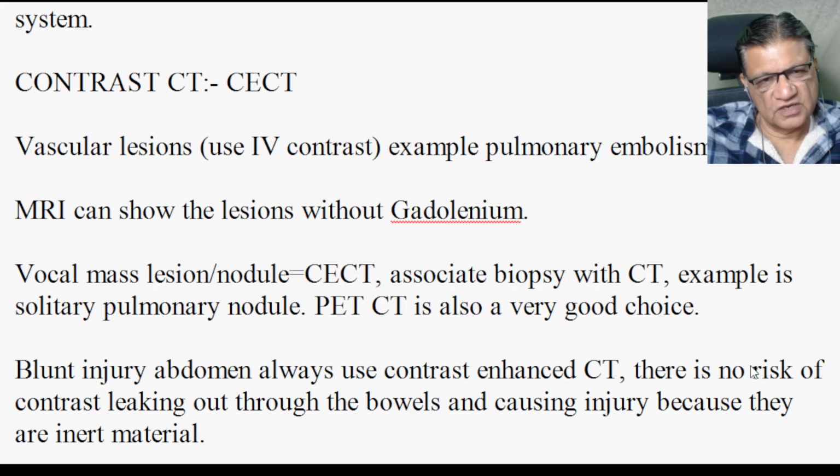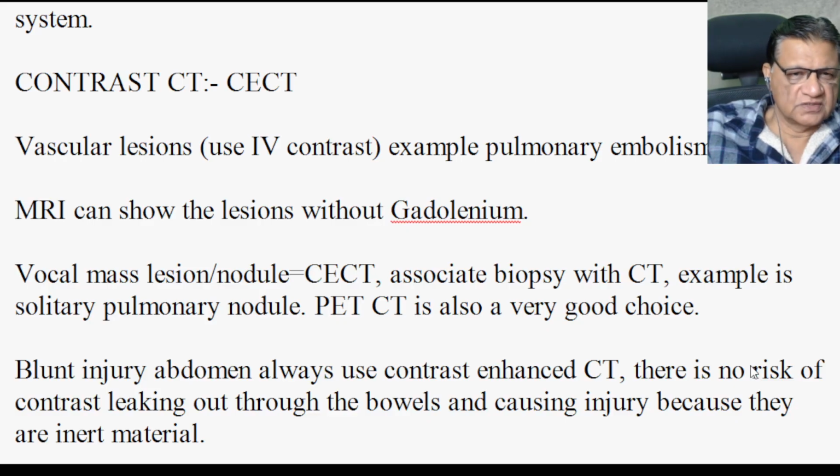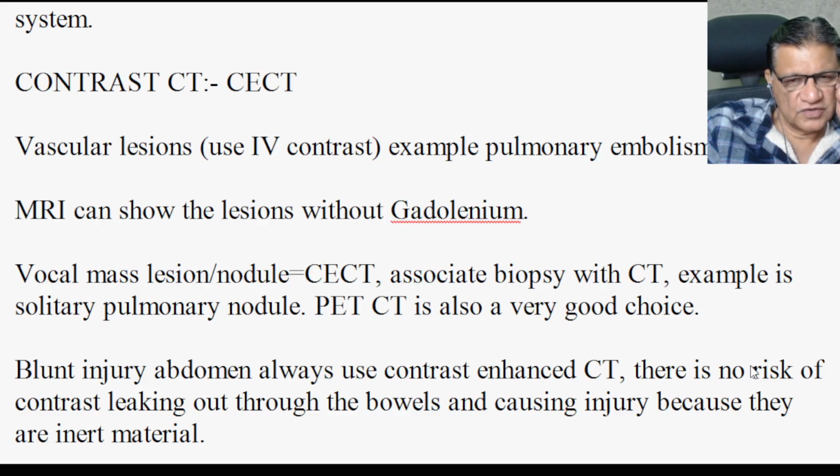Now what is contrast CT, CECT? Vascular lesions, we use IV contrast, for example in pulmonary embolism. MRI can show the lesions without gadolinium. The focal mass lesion or the nodule, CECT is the choice. Associate biopsy with CT. Example is solitary pulmonary nodule. PET scan is also a very good choice.